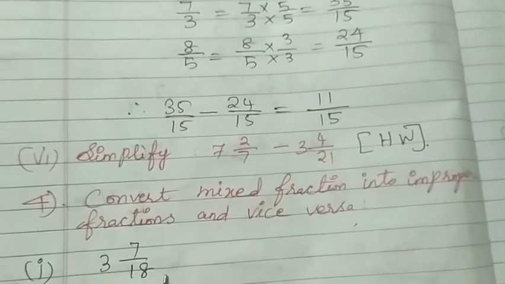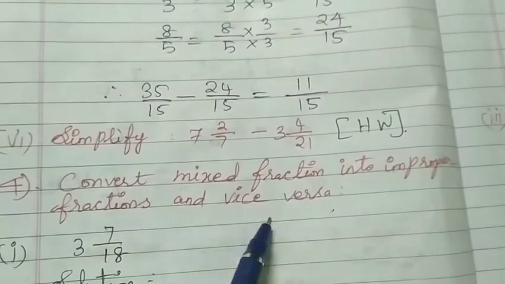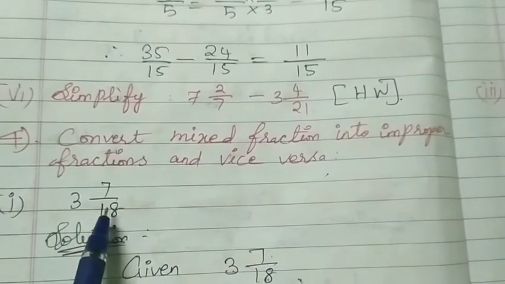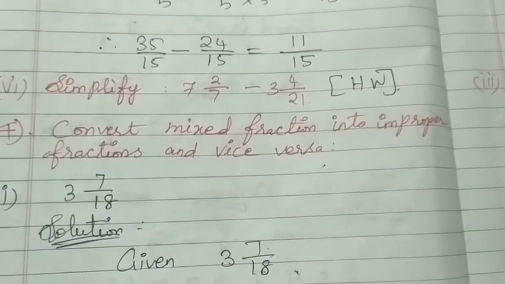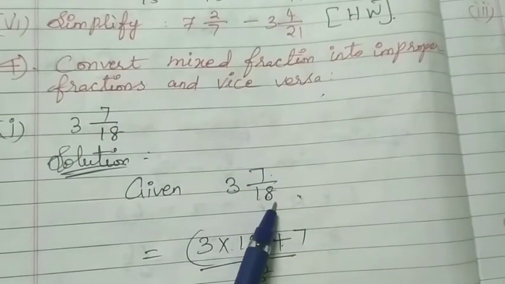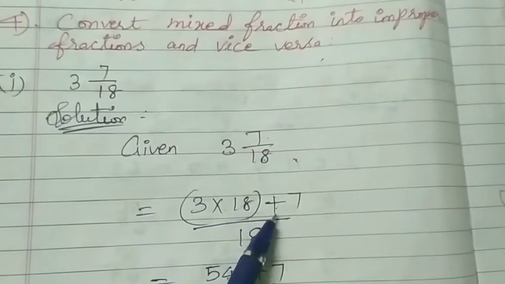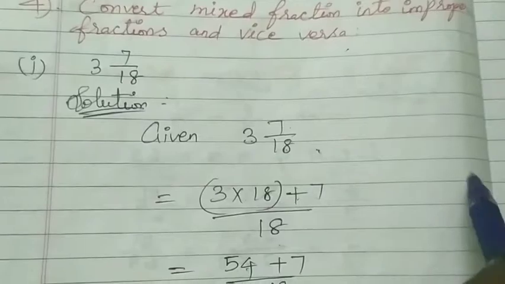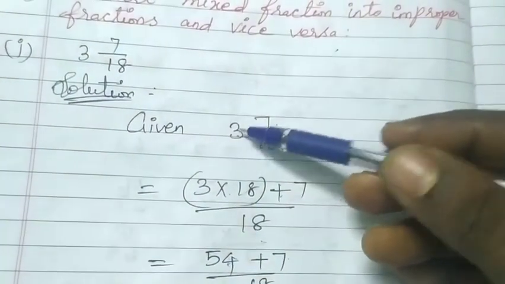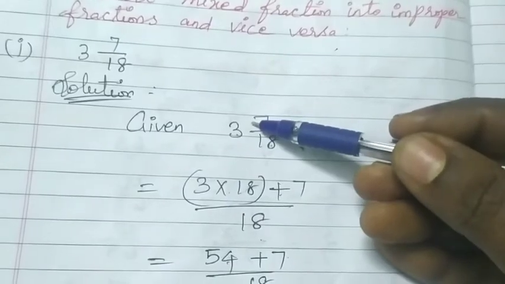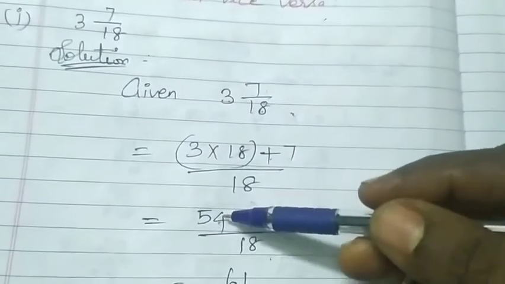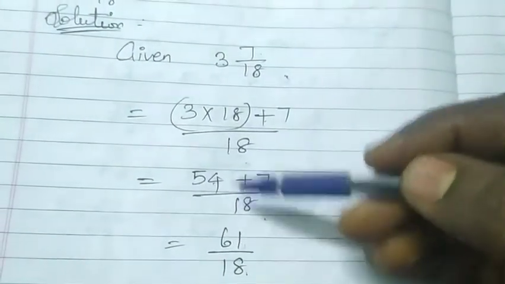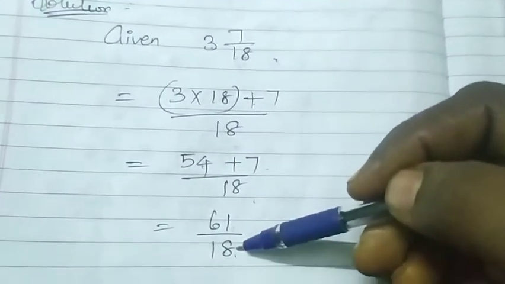So go to question number 4. Convert mixed fraction into improper fraction and vice versa. The first question is 3 7 by 18. How can we change the mixed fraction into an improper fraction? The given number is 3 7 by 18. So 3 into 18 plus 7 by 18. We need to multiply the denominator and the whole number, then add the numerator. 3 18s are 54, so 54 plus 7 is 61 by 18.